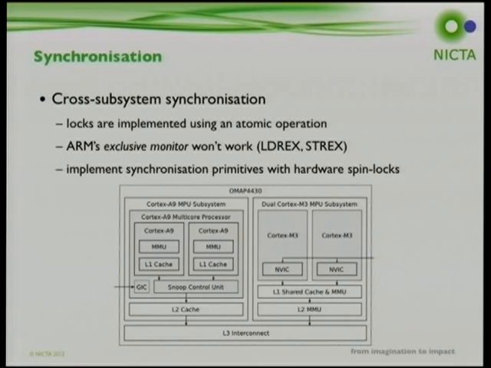The next problem was synchronization. We need a way of synchronizing between the cores like you do on any SMP system. This is made a little bit more difficult because the Cortex M3s and A9s are in separate subsystems. ARM generally uses exclusive monitors to implement atomic operations. These work between the two A9 cores. They use the Snoop Control Unit to monitor the bus to make sure things haven't changed between your load and store. This won't work when you try and go between the M3s and A9s.